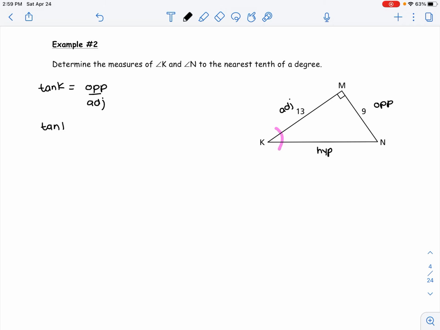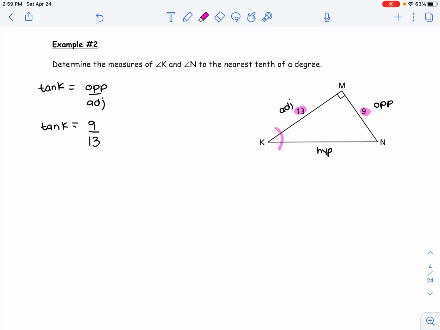So let's keep going. Opposite side we know is 9. So we're going to replace OPP with the number 9 from this part right here. It tells us that it's 9. And our adjacent side is 13. So we're going to replace those numbers to find out 9 over 13.